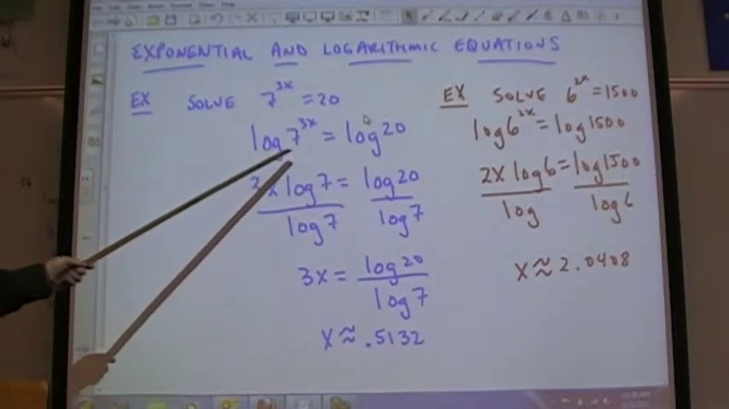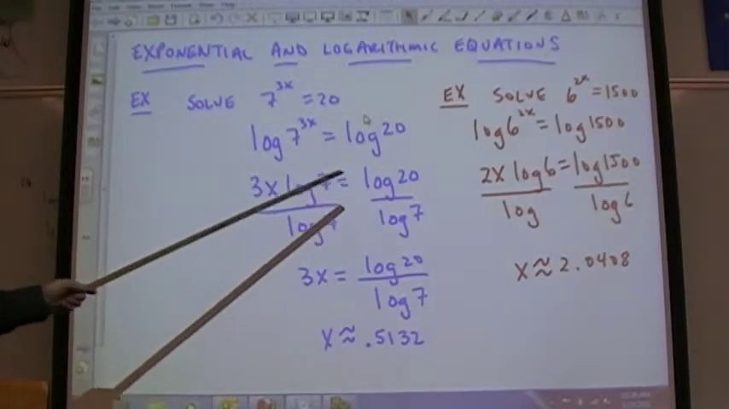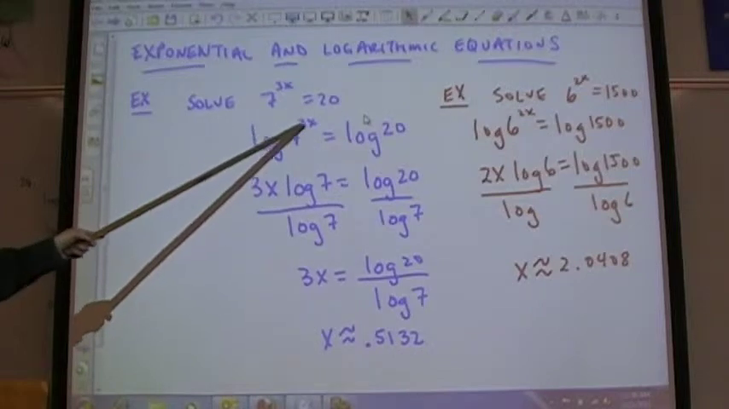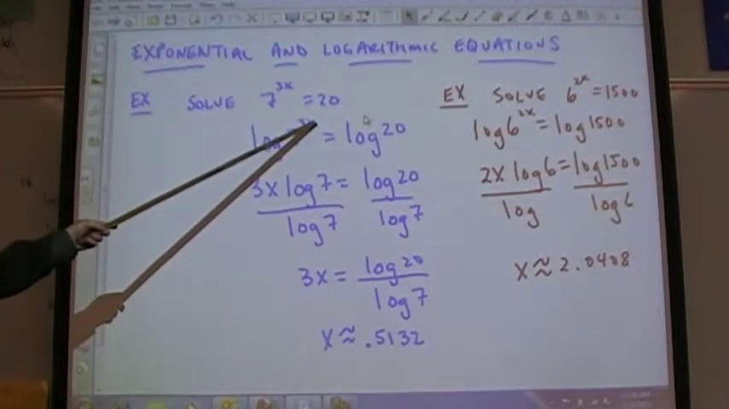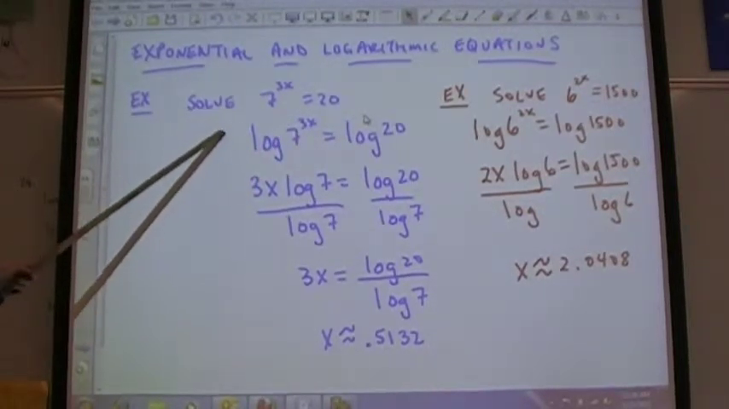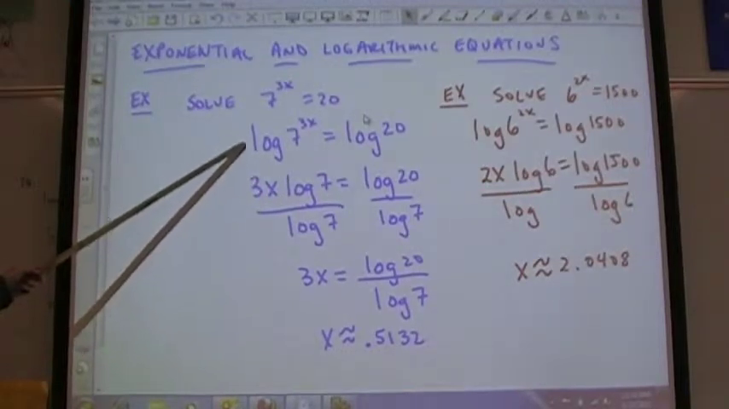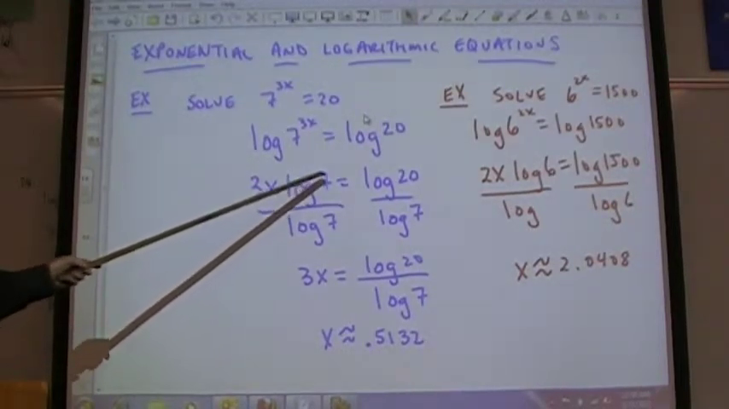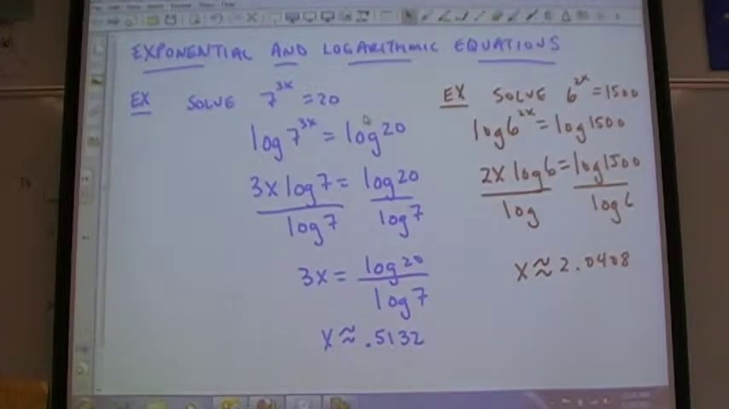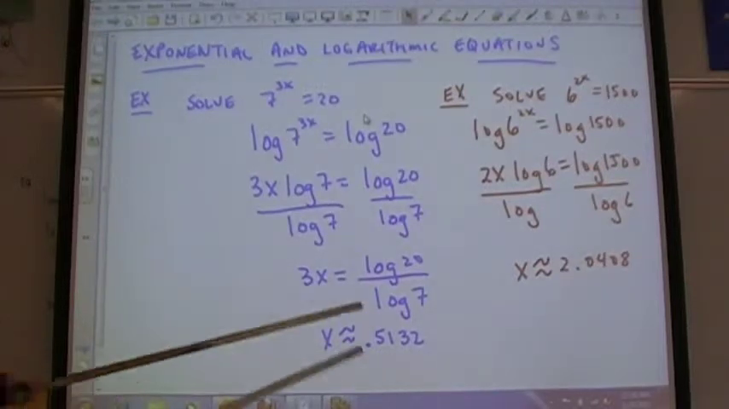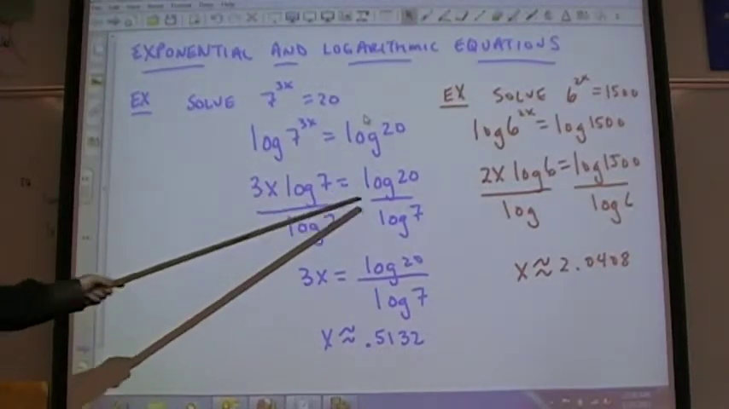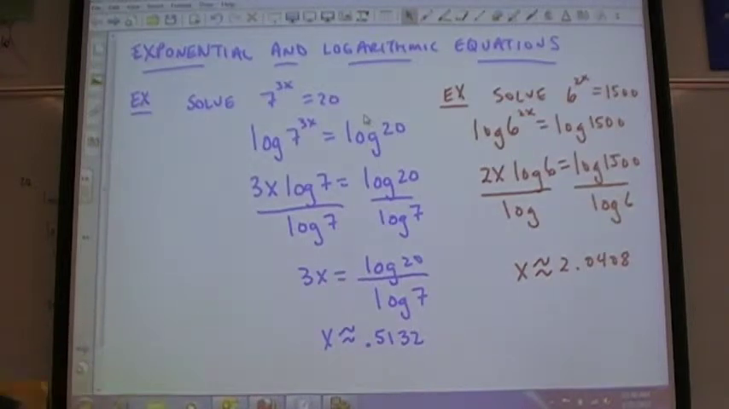Now you use your properties that we used the other day. What do I do with the 3x? Put it in front. Yeah, use the power property, it comes to the front. So we have 3x log 7 equals log 20. Now all you had to do is get x by itself. Divide both sides by log 7. You have 3x equals log 20 over log 7.